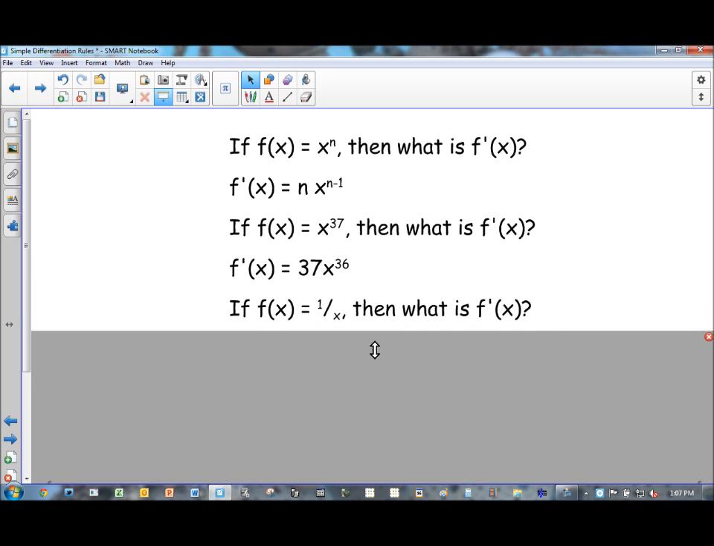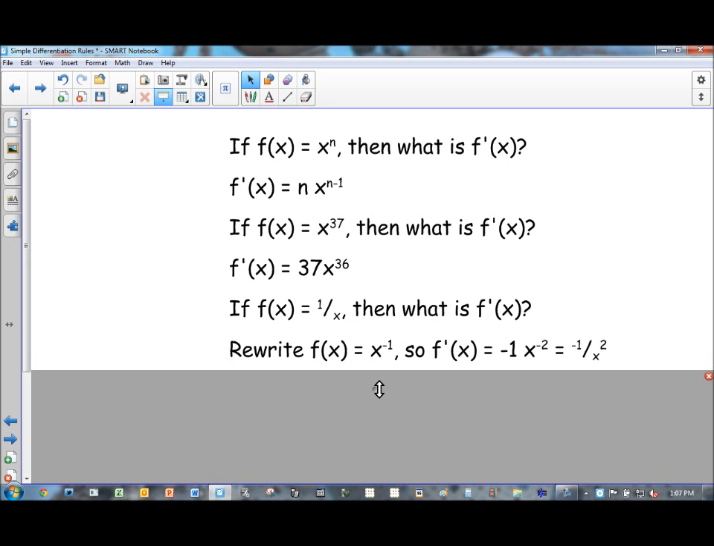Moving on to some trickier things. If I had f of x equals 1 over x, then what is f prime of x? This is not written as x to some exponent, but it can be if I were creative about it. Since 1 over x can be written as x to the negative 1, I can follow this rule. The negative 1 comes out in front, and I reduce the exponent by 1 to get my new exponent. So f prime of x equals negative 1 times x to the negative 2, or you can write that as negative 1 over x squared. And that's my derivative.